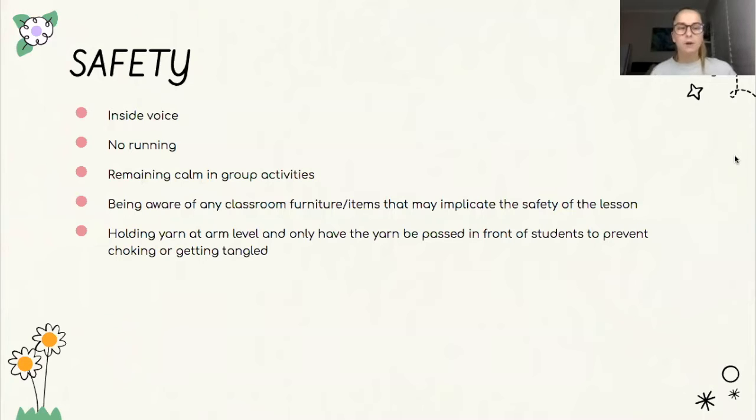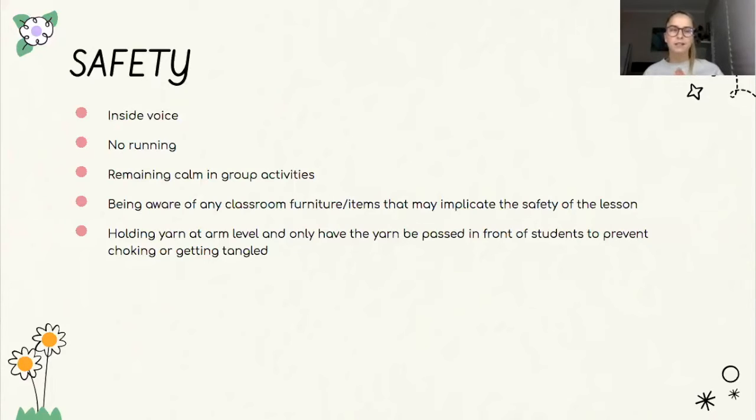The safety requirements that we would go through with the class and to consider with the class is always using an inside voice, as there will be a lot of students standing up and getting interactive. No running around the class just to avoid any tripping or injuries. Remaining calm in group activities so that no one's talking over the top of each other and that they can run smoothly. Be aware of any classroom furniture or items that may implicate the safety of the lesson.